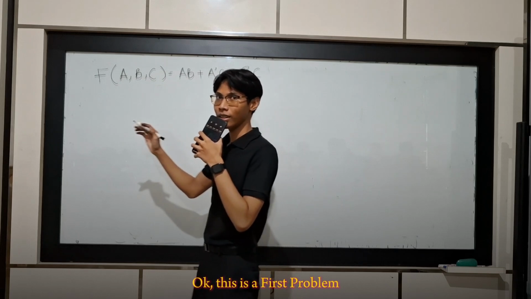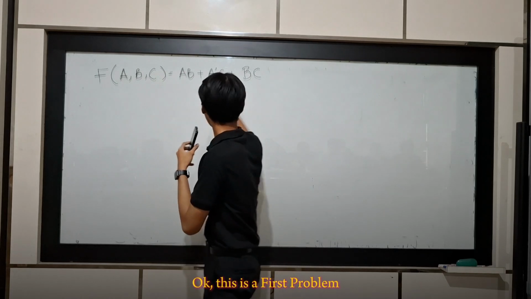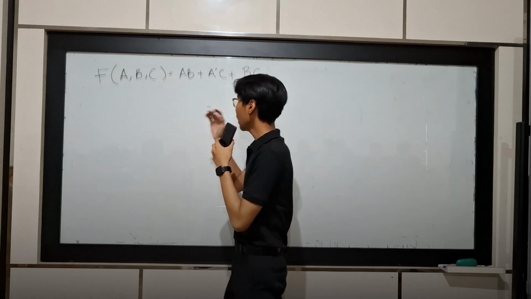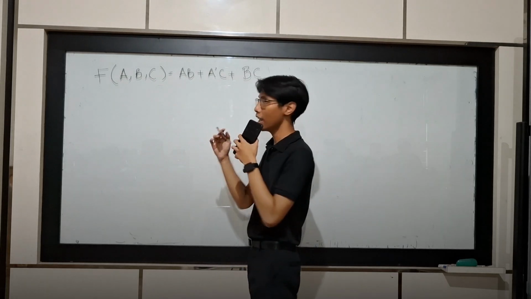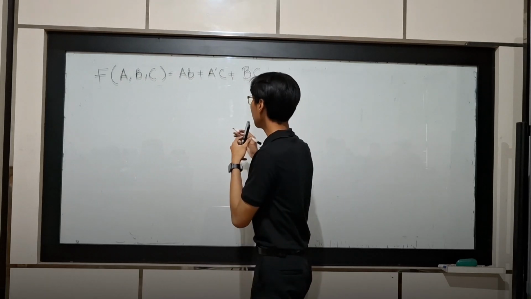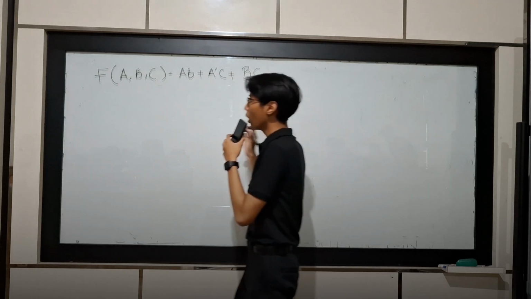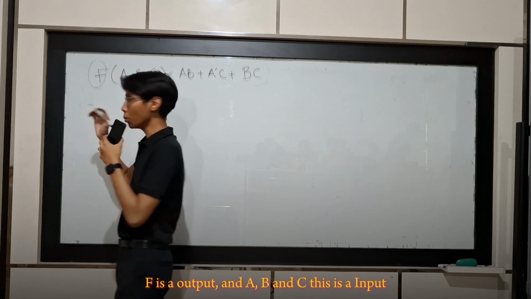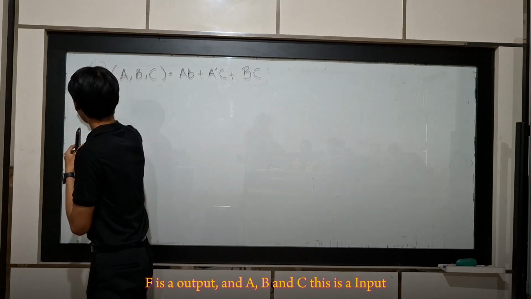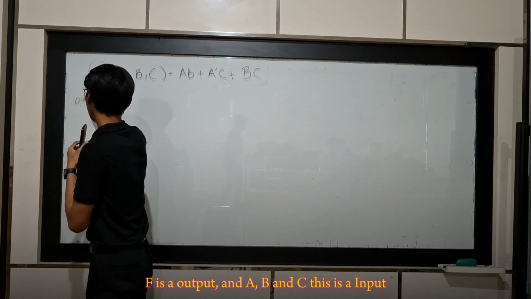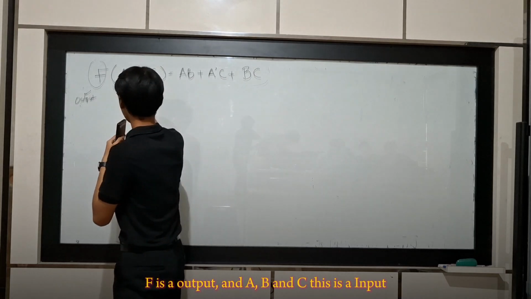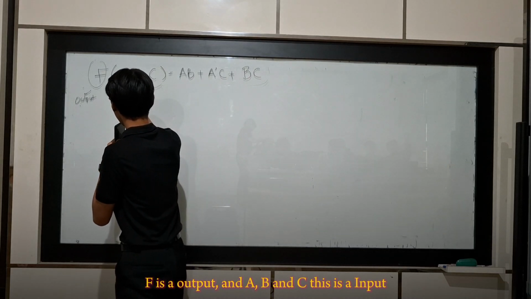Okay, this is the first problem. F of A, B, and C equals A times B plus A inverse times C plus B times C. Okay, F is the output, and A, B, and C are the inputs.